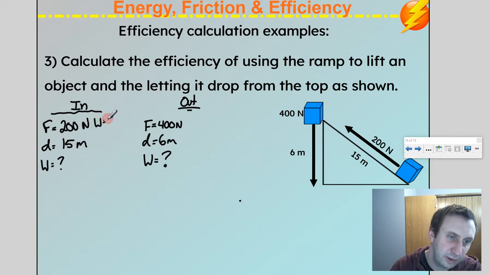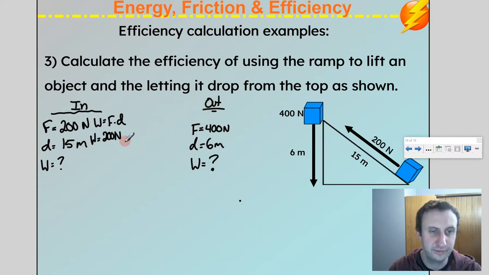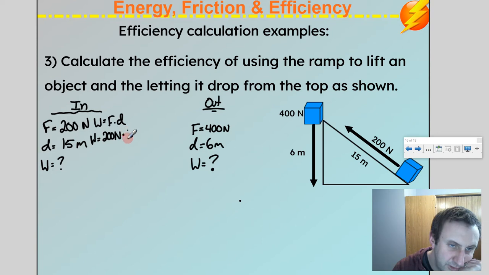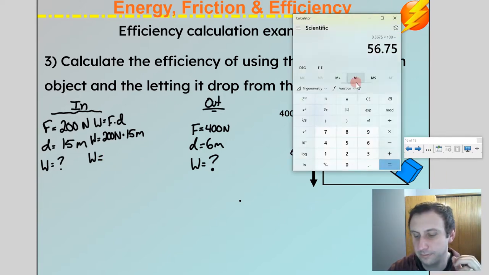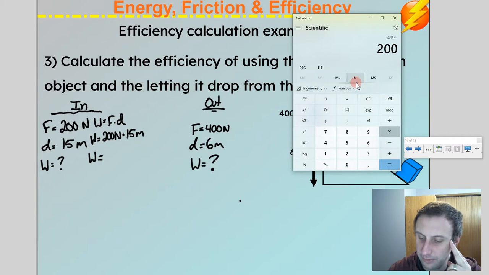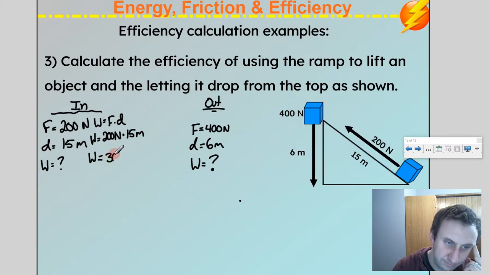So here, work is equal to force times distance. So work is equal to 200 newtons multiplied by 15 meters. And that means that at the end of the day, I have 3,000 joules. 200 times 15 gives me 3,000 joules.